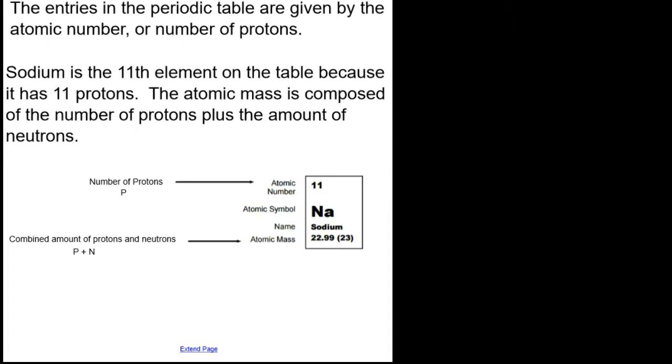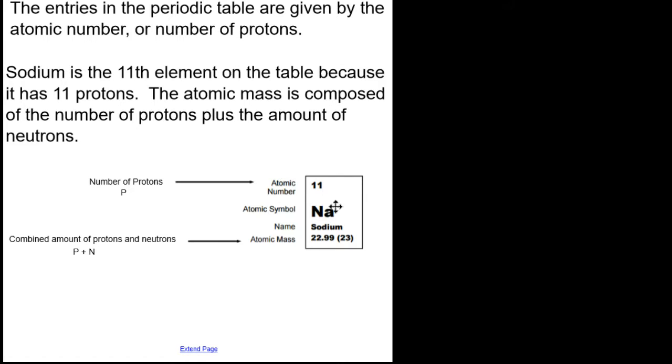The entries in a periodic table are given by its atomic number, or the number of protons. Sodium is the 11th element on the table because it has 11 protons. Since elements are neutral, the number of electrons will also equal the number of protons. But the atomic mass is composed of the number of protons plus the number of neutrons.